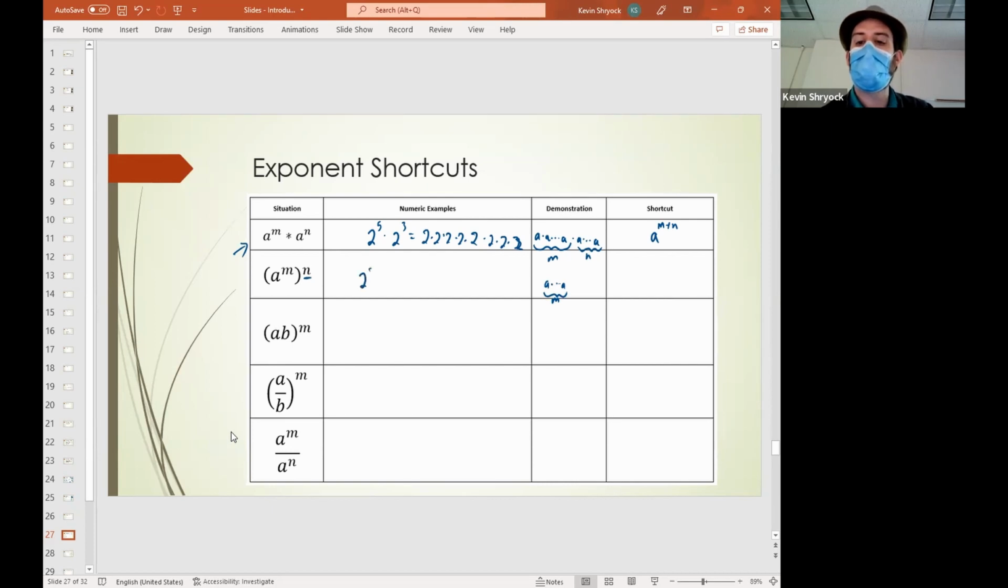Let's do 2 to the 3rd to the 4th. That's 2 times 2 times 2, to the 4th. Do we all agree? How many 2's am I going to get if I expand this so there are 4 of them? 12 of them, because I'm going to be repeating the repeats. So if I'm over here and I say I've got A to the M, and then that's all being raised to the N power, then I've got A, M times N of those repeats. No rules.